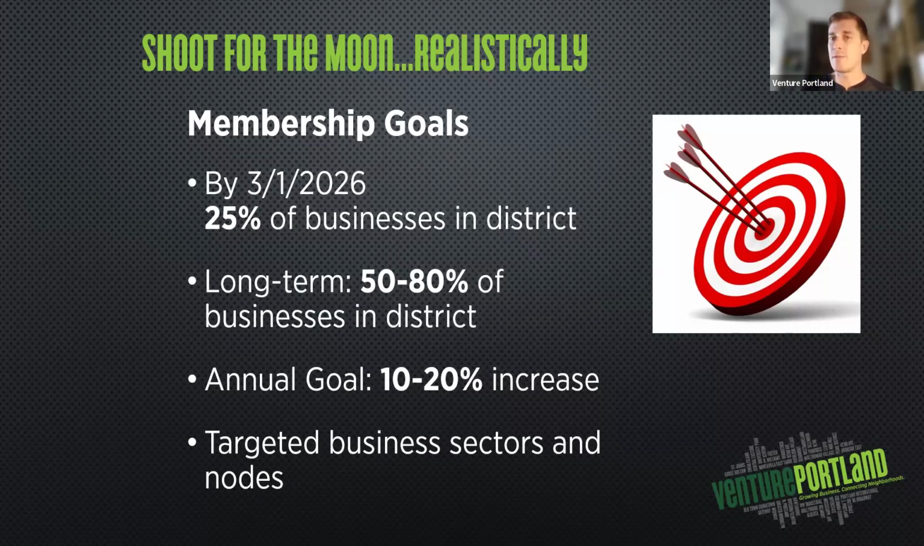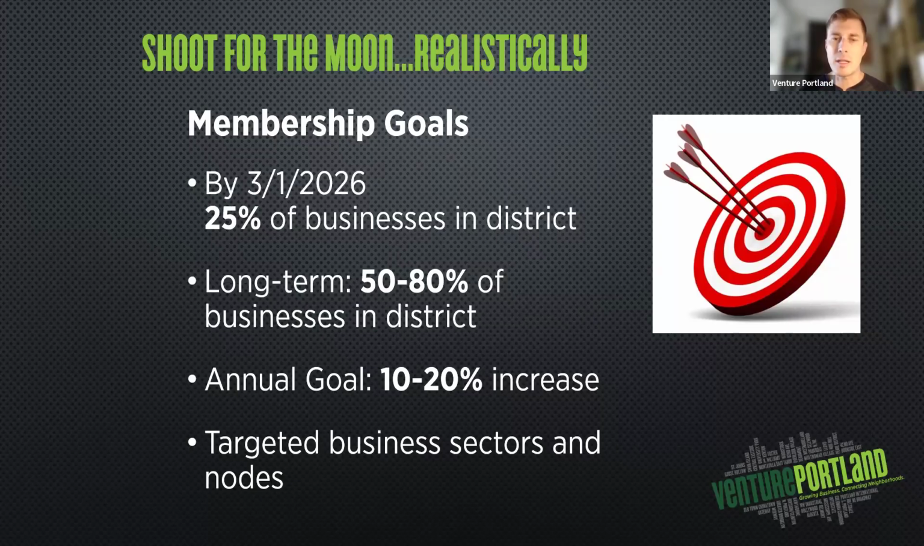Long term, you also want to have a goal, right? So in 5 years, what percentage of the businesses in the district do we want to have? We have a goal of 25 this year. When do we get to 50? When do we get to 80, right? The goal is to get as many as possible engaged so you feel like you are representing the district as a whole. And this may take some strategy, right?